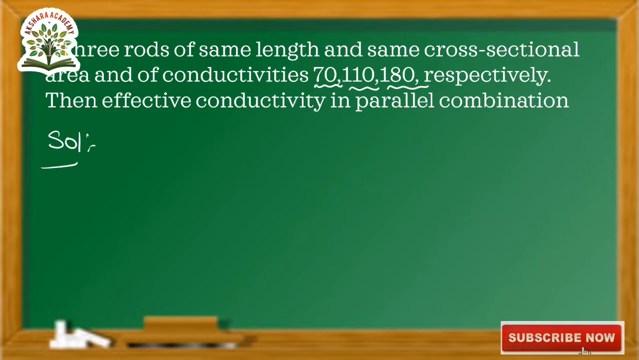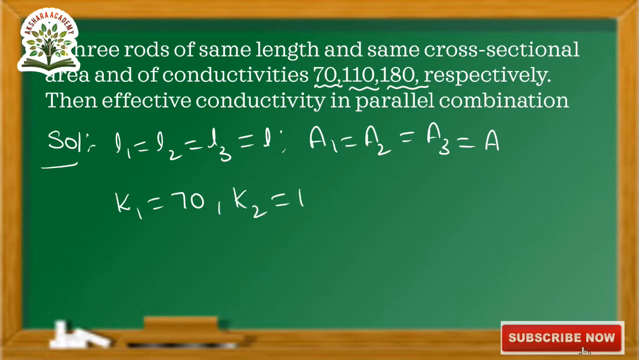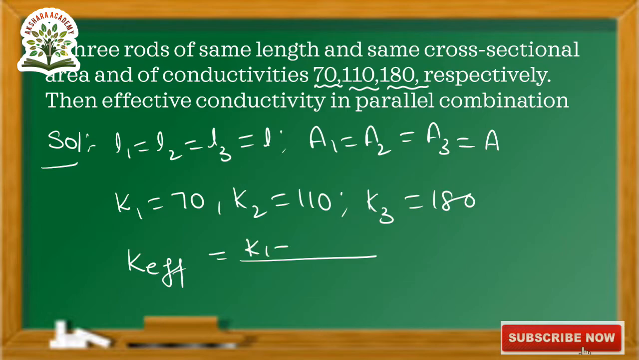Now we'll write the same length, nothing but L1 is equal to L2 is equal to L3 is equal to L, and A1 is equal to A2 is equal to A3 is equal to A. So K1 they given 70, K2 110 and K3 they given 180. So effective conductivity in parallel combination is equal to (K1 plus K2 plus K3) by 3.